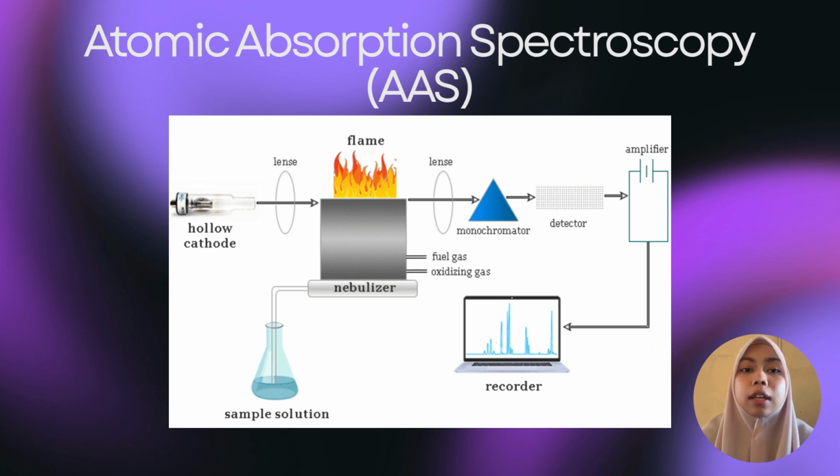So this is the AAS machine diagram. The AAS machine will measure the amount of lead by detecting the absorption of light at a specific wavelength.